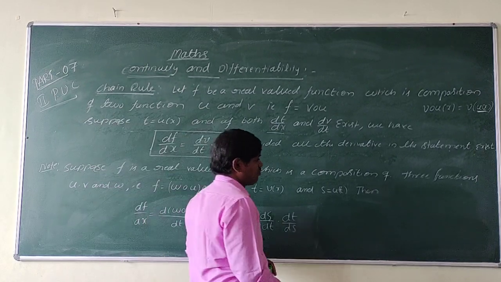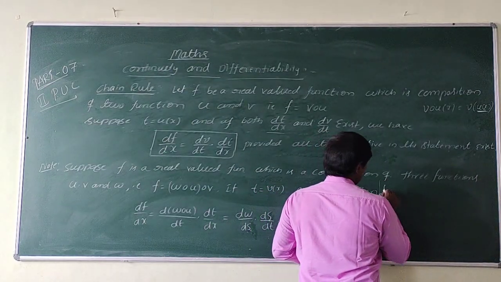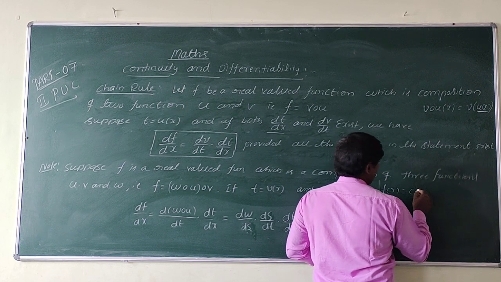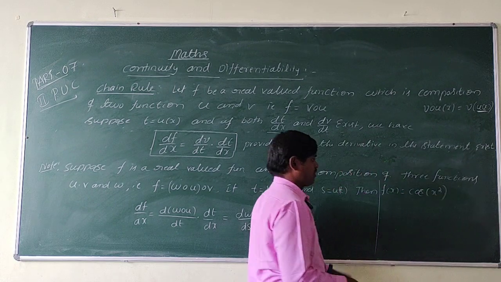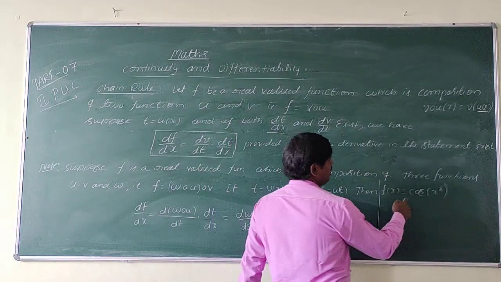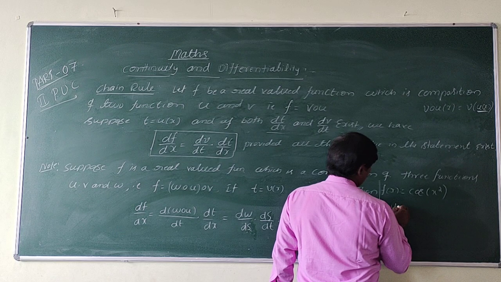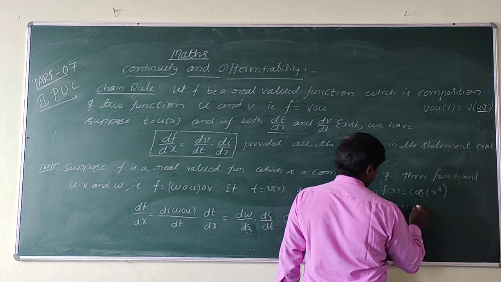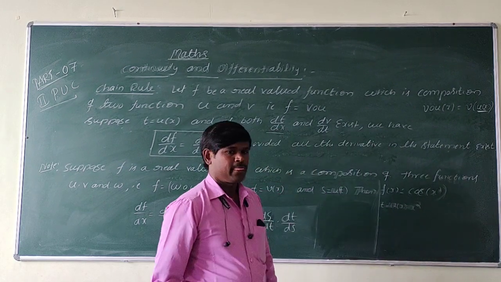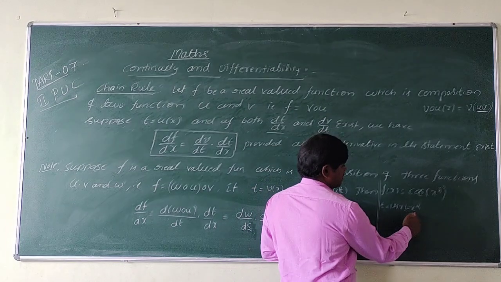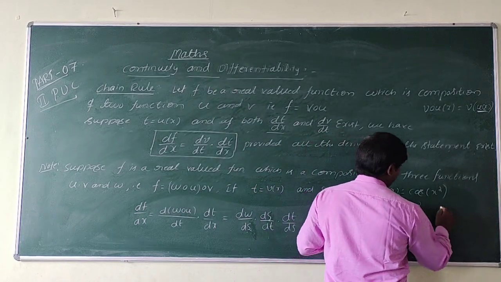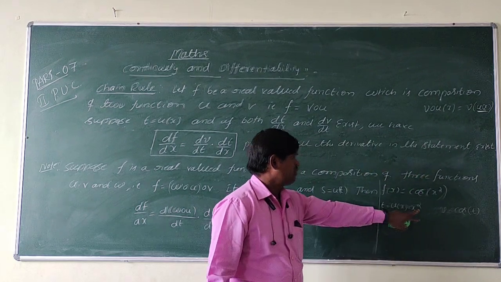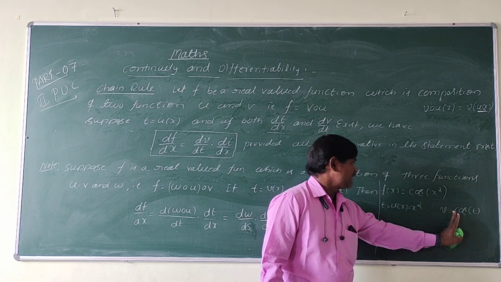Suppose I take an example. Suppose f of x is equal to cos of x squared. Here I take u of x, which is nothing but t, so t is equal to x squared. Now I take v is equal to cos t. This is a function of t, since I am taking this as t. Therefore this is a function of t.